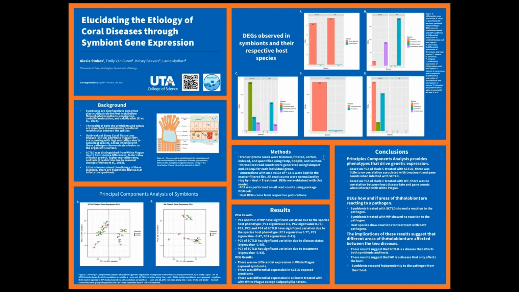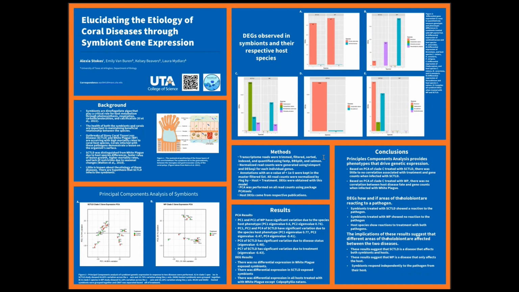Symbionts are dinoflagellate algae that play a critical role for host metabolism through photosynthesis, respiration, carbon translocation, and calcification. Based off our first figure of coral polyp holobionts, symbionts are found in the gastrodermis between the mesoglea and gastrovascular cavity of the polyp. Two diseases that we will focus on in this study are white plague and stony coral tissue loss, also known as SCTLD.